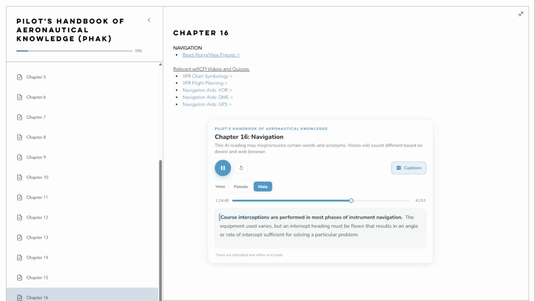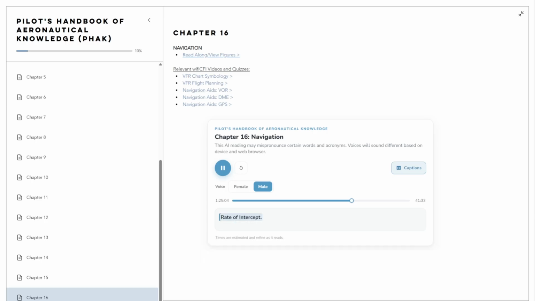Course intercept. Course interceptions are performed in most phases of instrument navigation. The equipment used varies, but an intercept heading must be flown that results in an angle or rate of intercept sufficient for solving a particular problem. Rate of intercept, seen by the aviator as bearing pointer or HSI movement, is a result of the following factors: the angle at which the aircraft is flown toward a desired course, angle of intercept; true airspeed and wind, GS; distance from the station.